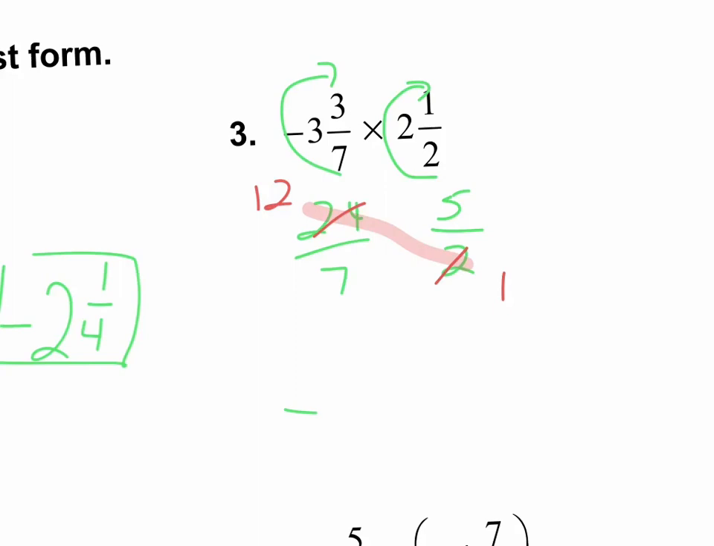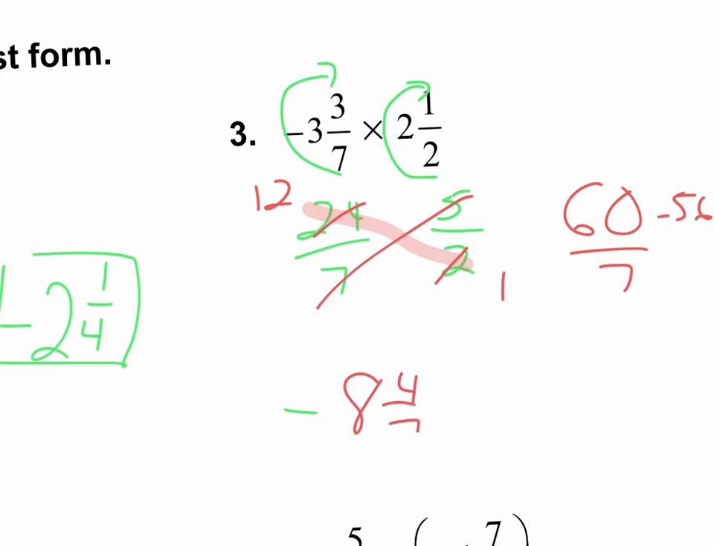So then we multiply across because we can look at this diagonal, but nothing goes into 5 and into 7. So then we go ahead and multiply across. So 12 times 5 is 60. 7 times 1 is 7. And then we have to figure out how many 7s go into 60. It's 8 7s. So I minus 56. So I have 8 here. Minus 56. 60 minus 56 is 4. So a negative 8 and 4/7 is my answer.